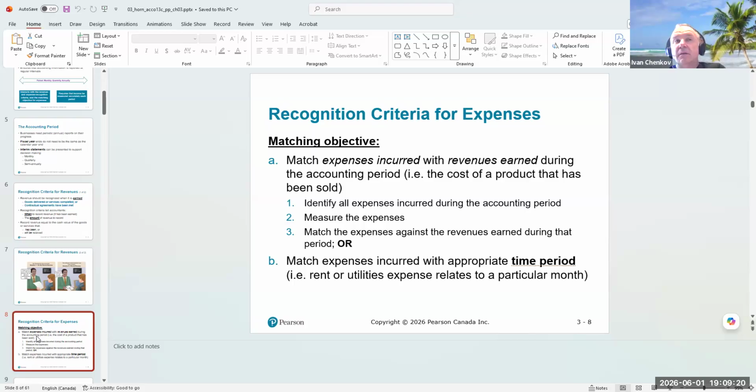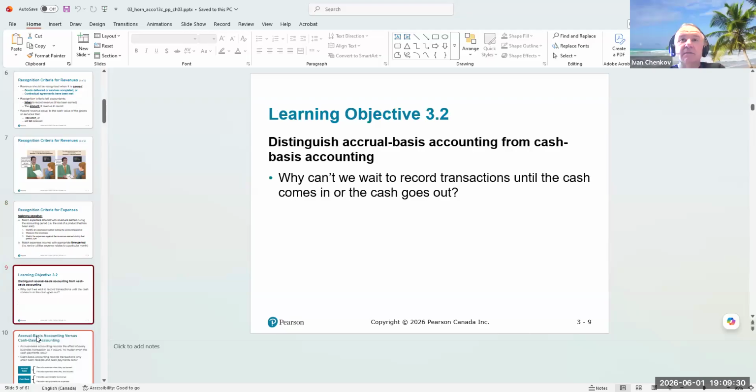Yes, we did. So do we have expense for the electricity? Yes. Now, what do we have to do? We have to match that expense with the revenue in the appropriate month. Make sense? How are we going to do that? We're going to learn today. That's the objective for today's class.